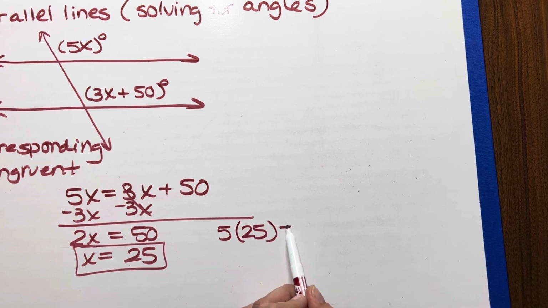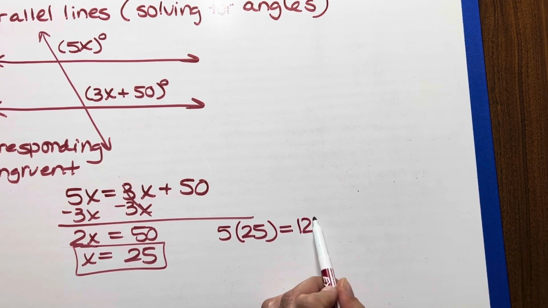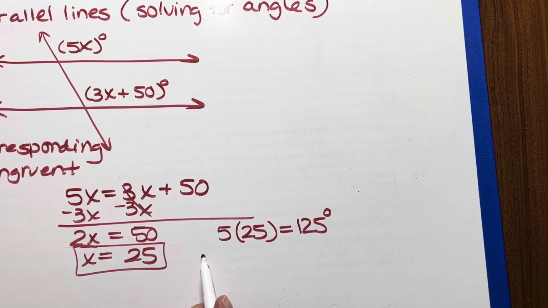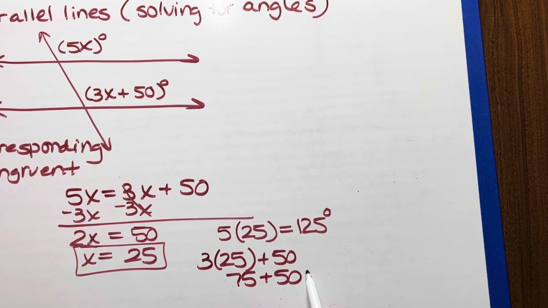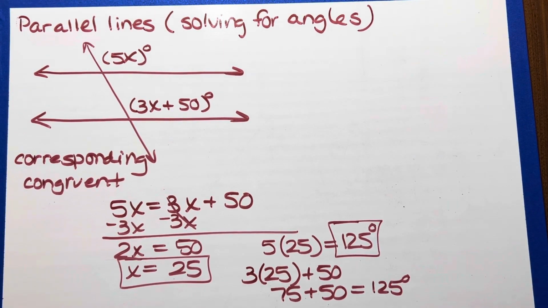So 5 times 25, which is 125. That's my degree measure for my top angle. My bottom angle is 3 times 25 plus 50. So 3 times 25 is 75, and 75 plus 50 is also 125 degrees. This is my solution for the actual value of the angle measure. But we would want to show all of our work to get there.